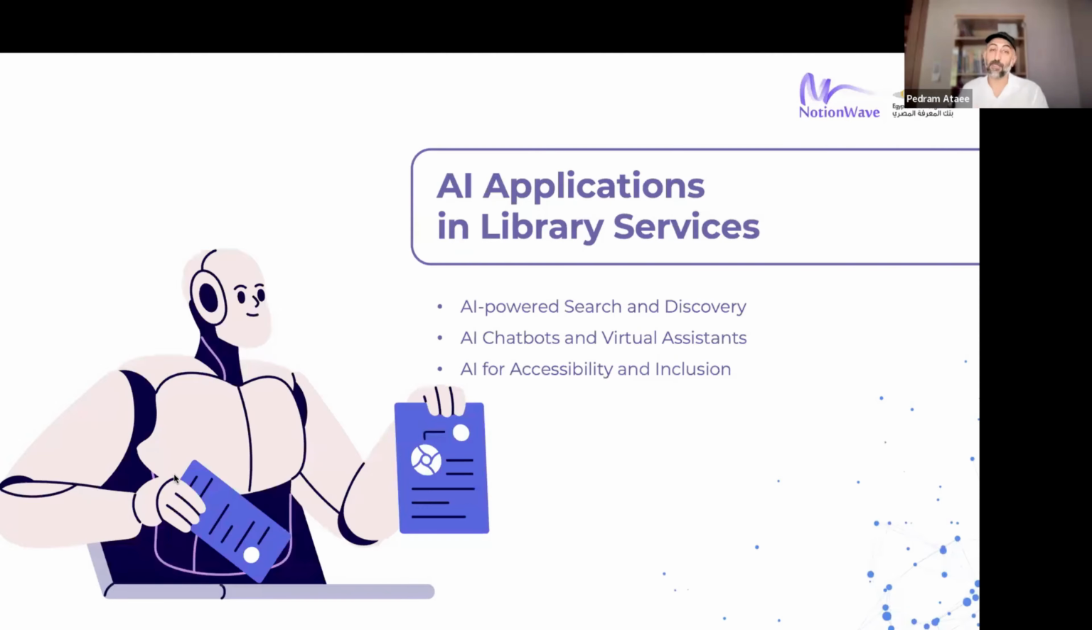AI applications in library services can be listed; at least these are the three important ones. We can definitely go beyond, but the three important ones are AI-powered search and discovery, AI chatbot and virtual assistant, and AI for accessibility and inclusion.